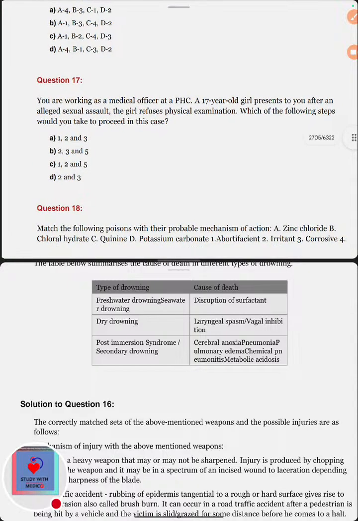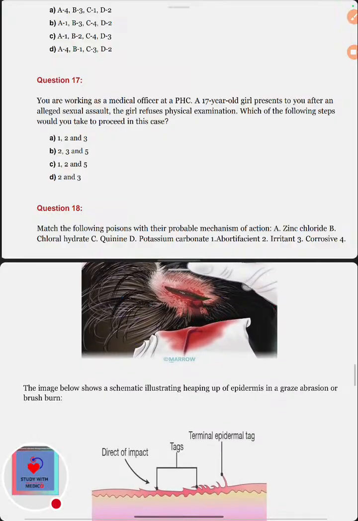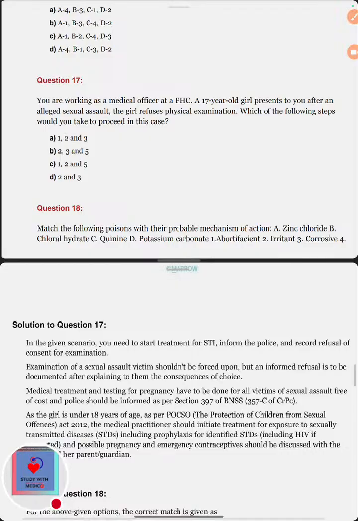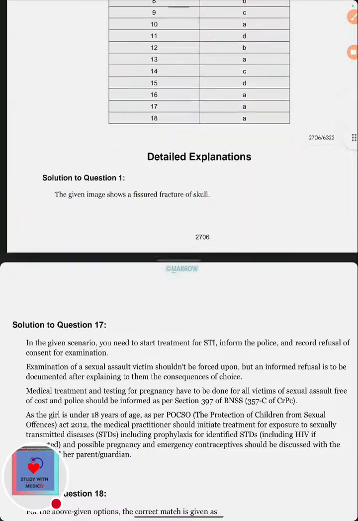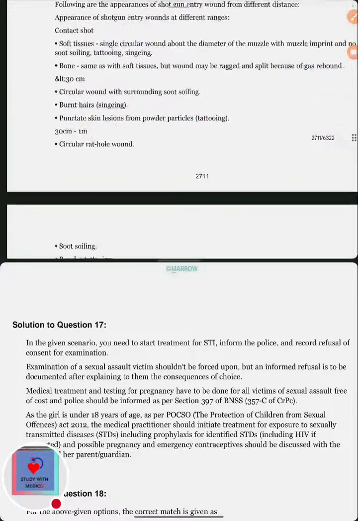You are working as a medical officer. A 17-year-old girl presents to you after an assault. The girl refuses physical examination. Why are these girls refusing physical examination? The following poison question is incomplete. Okay, we'll end here.